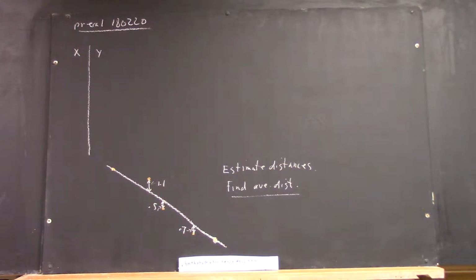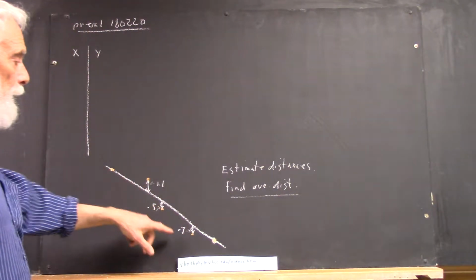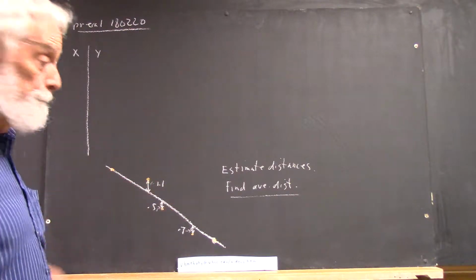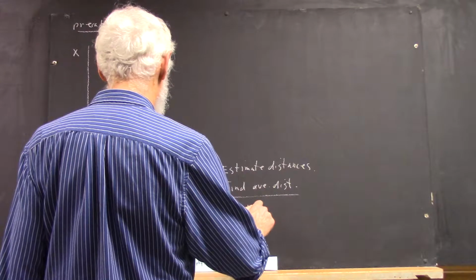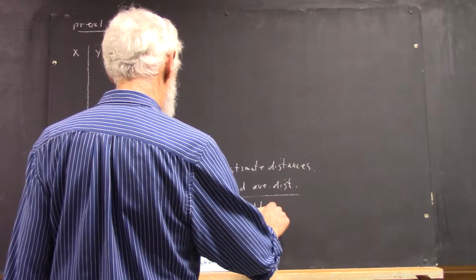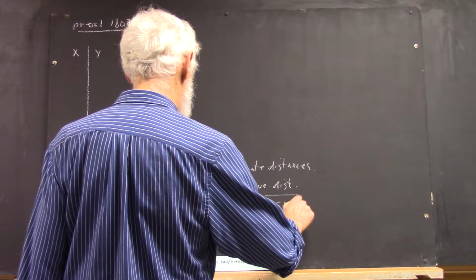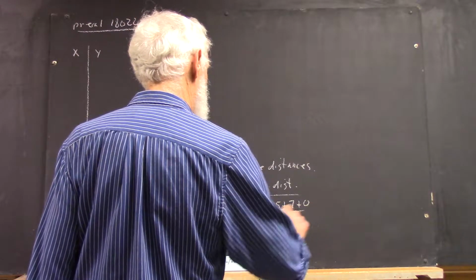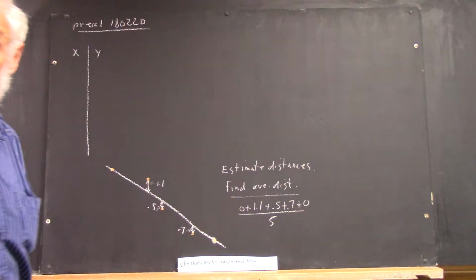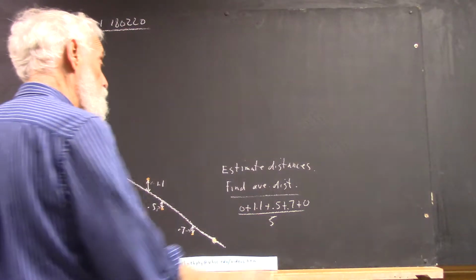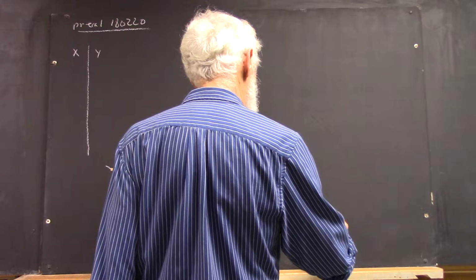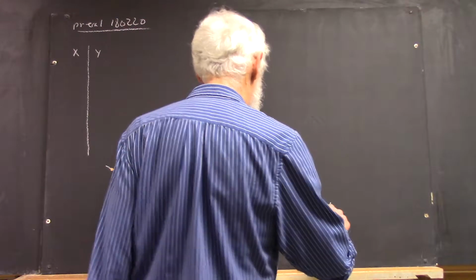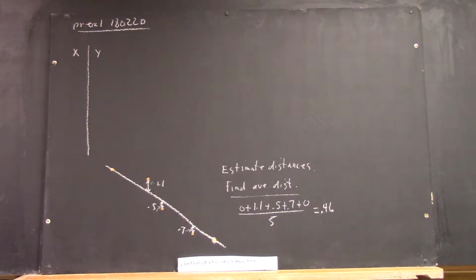I give up on redrawing it. Okay. My average distance above or below the line is going to be what? It's going to be 0 plus 1.1 plus 0.5 plus 0.7 plus 0 divided by 5, right? Okay, well, I add those up. I have 2.3 divided by 5, and that's 0.46. Okay? Make sense?